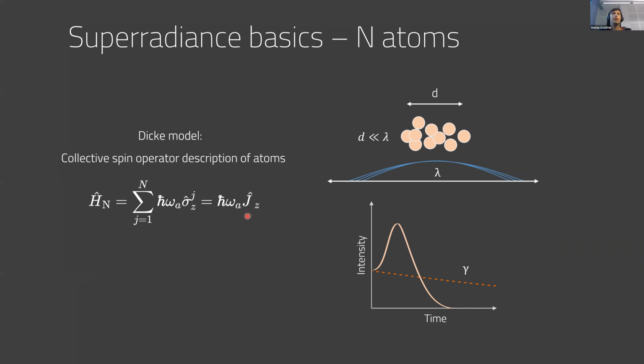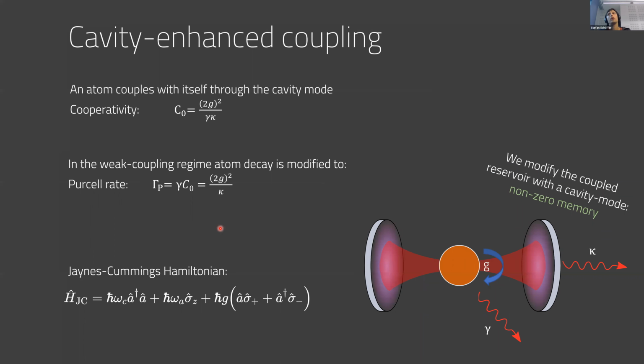And an essential part of this decay model is that you can write up your Hamiltonian with a collective spin operator rather than individual spin operators that you have to sum over. Okay, so leaving superradiance for a very short while, we look at cavity enhanced coupling.